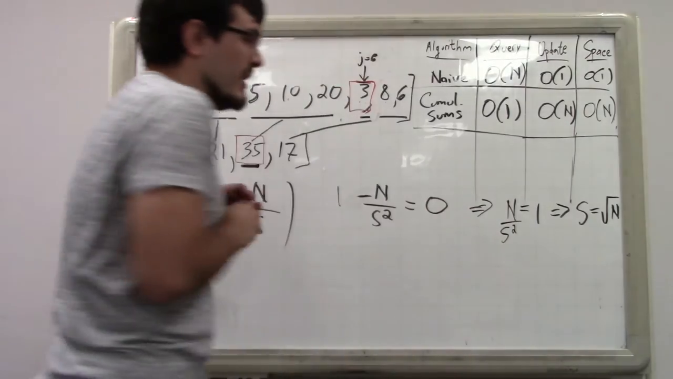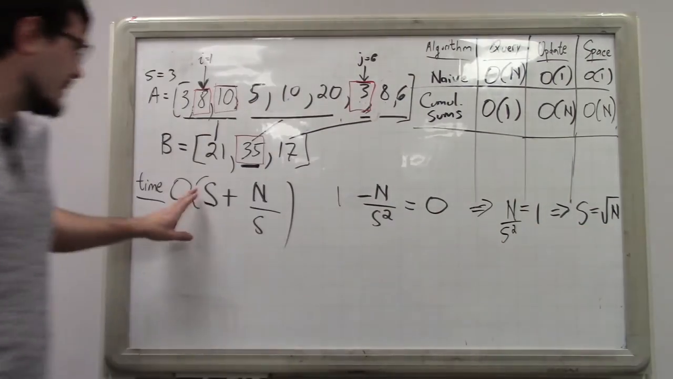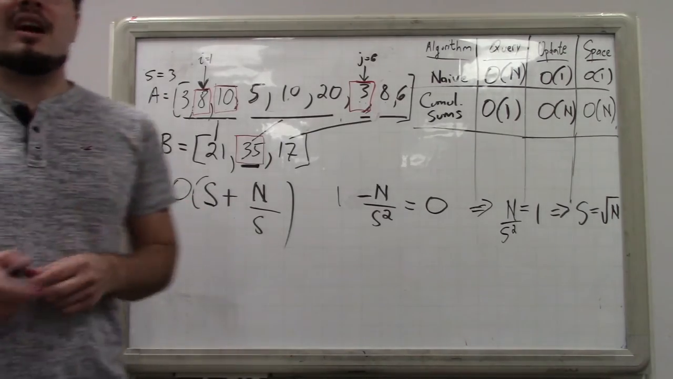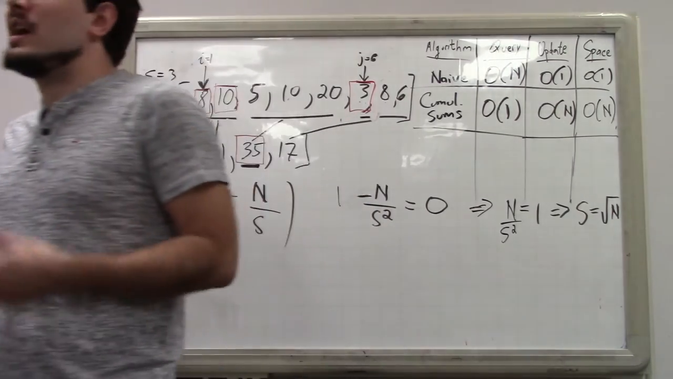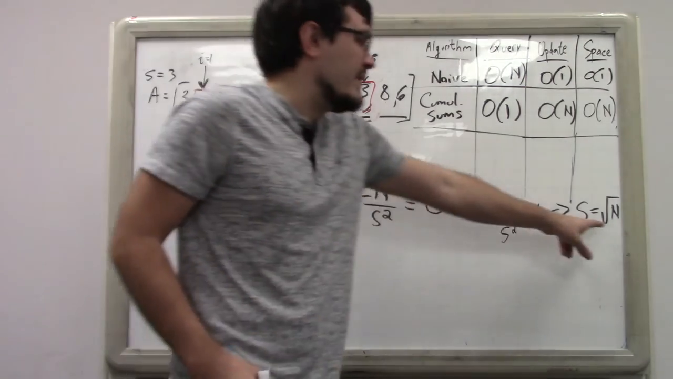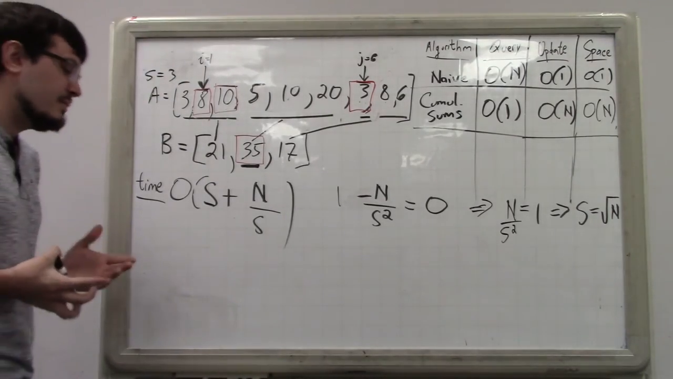Now, of course, the exact equality of square root of n here is not really precise, because some constants were lost in here and here. So maybe the optimal size is actually 2 square root of n, or maybe 4 square root of n or something. But it's order square root of n. Okay, so that's one way.